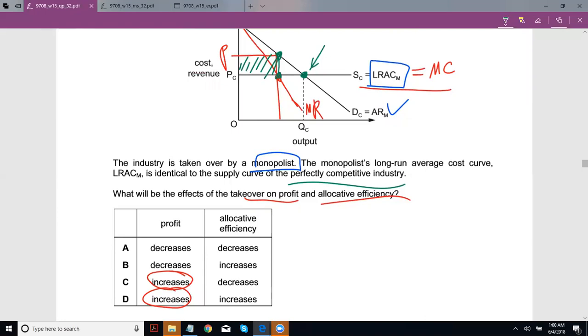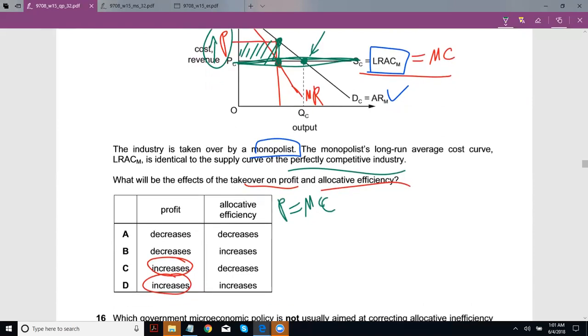If you look at allocative efficiency, it comes when price is equal to MC, and that doesn't happen, because this was your MC. Before you were allocatively efficient, now price has increased, so you're not pricing where price is equal to MC. So allocative efficiency decreases, which gives you C.